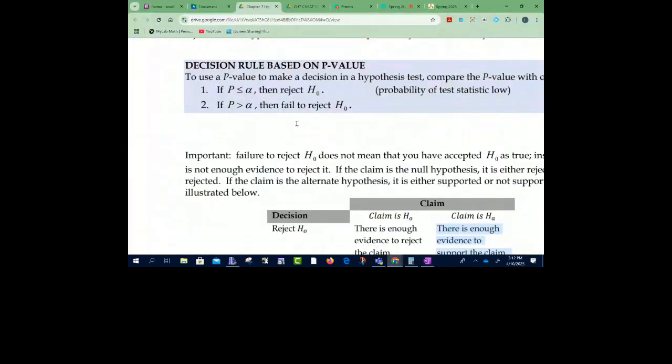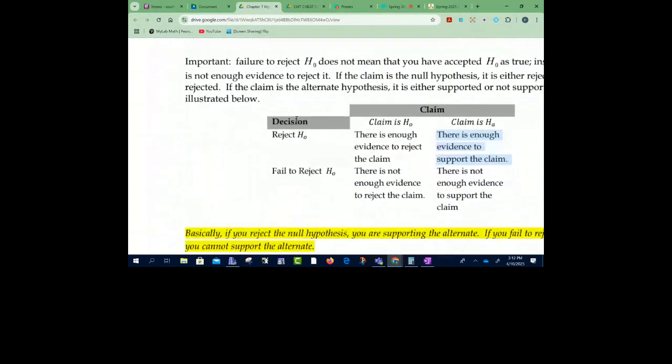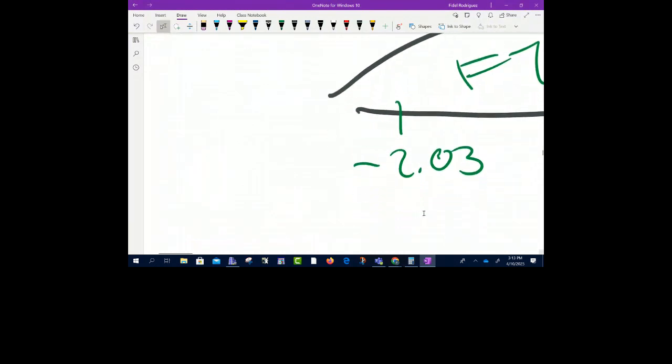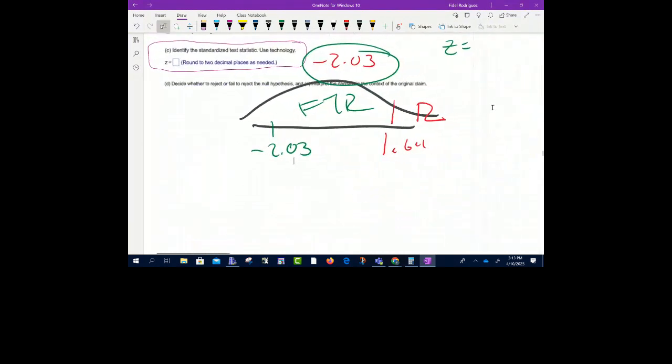Look, guys, I'm going to come back over here again. My claim was the H0, and we fell in the fail to reject region. So we're going to say there is not enough evidence to what? Reject the claim, right? We're going to go here, and I'll just drop it right over here where we got a little bit of room. And you're done.